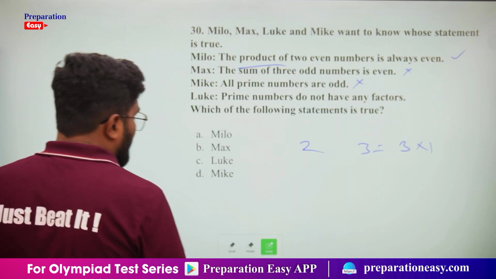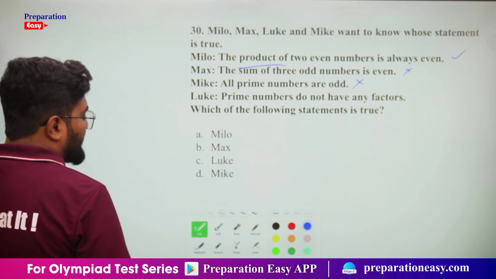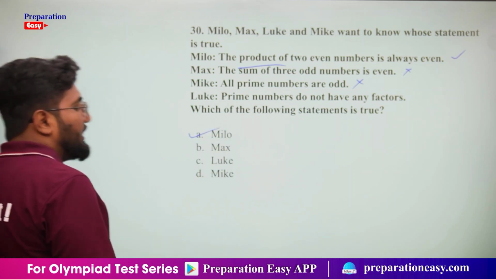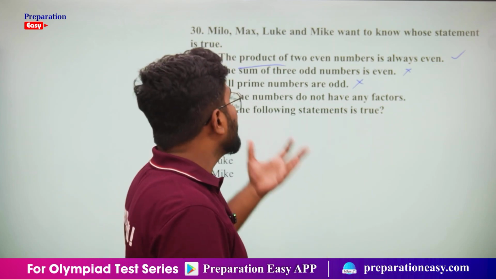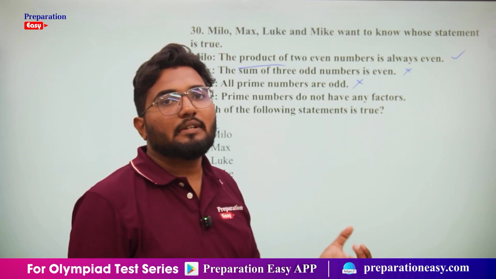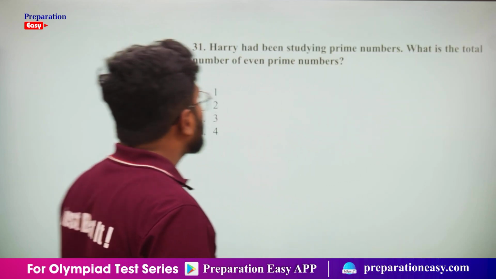So who is correct? We have to find the true statement. The true statement is from Milo. Milo had given the true statement, which is: the product of two even numbers is always even. Okay. Going towards the next question.